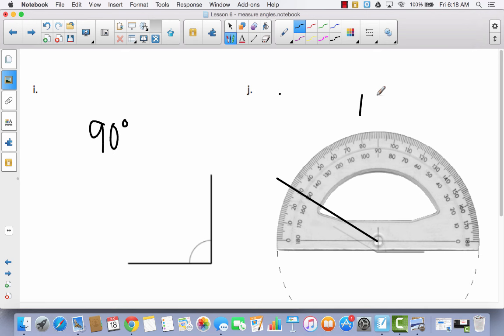Okay, again, you are just learning to use a protractor. It takes a little bit of practice, so be kind to yourself, and remember that after you've been using it for a little bit, it'll be a lot easier, but it's going to take some practice.